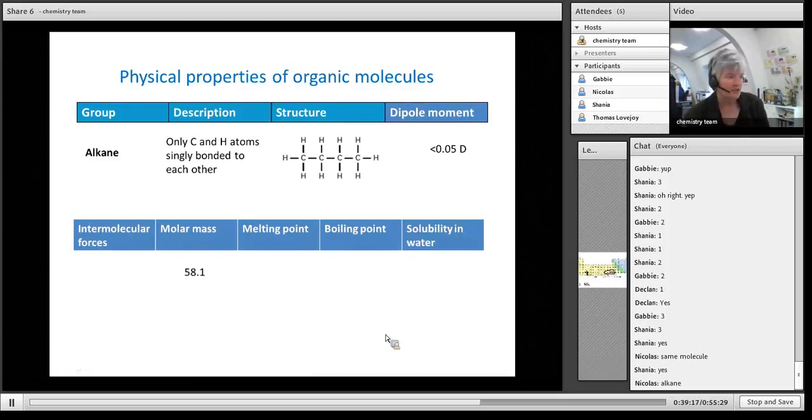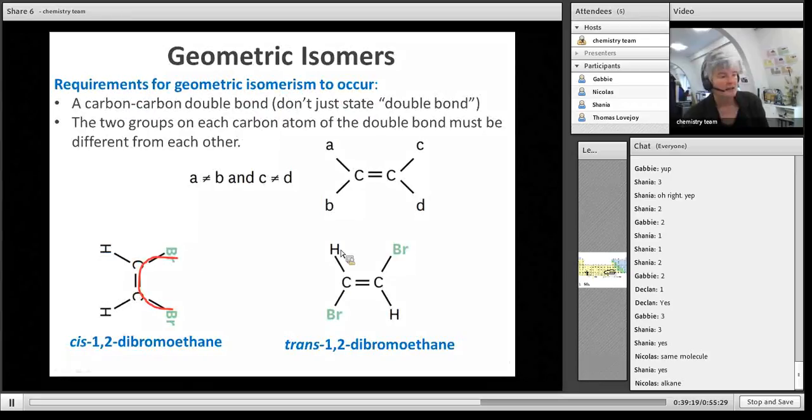So just actually going back, for trans, you don't have to have A equal to C and B equal to D. You can have A and D being different, for instance. So if we have, say, a methyl group here and an H there, then this is still trans. Okay? So as long as you've got two big things across from each other, it'll be trans, or the two big things on the same side of each other, it'll be cis.